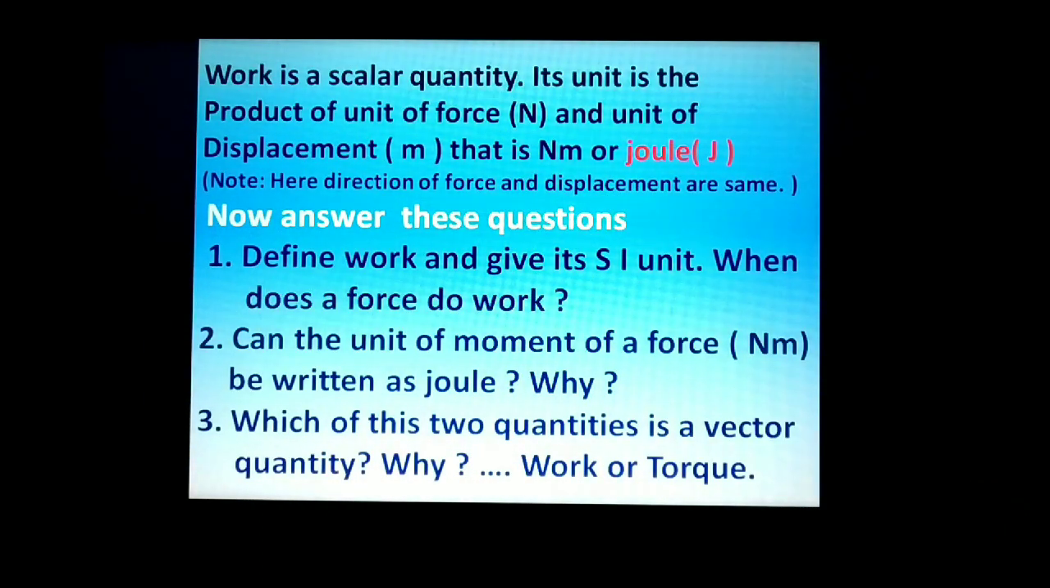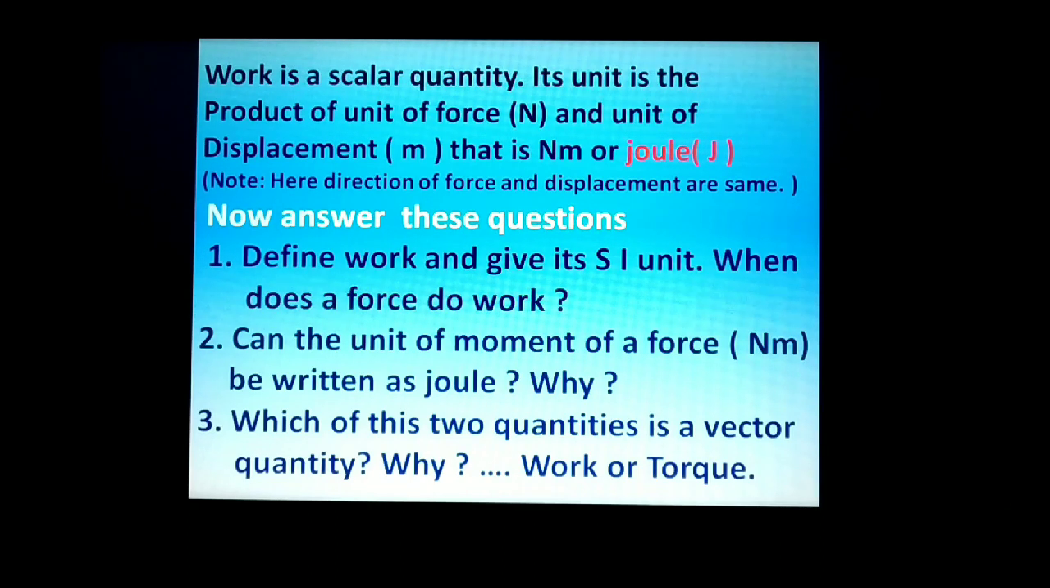Now work is a scalar quantity. Its unit is the product of the unit of force and the unit of displacement, that is Newton meter or joule. Note, here the direction of force and displacement are the same.